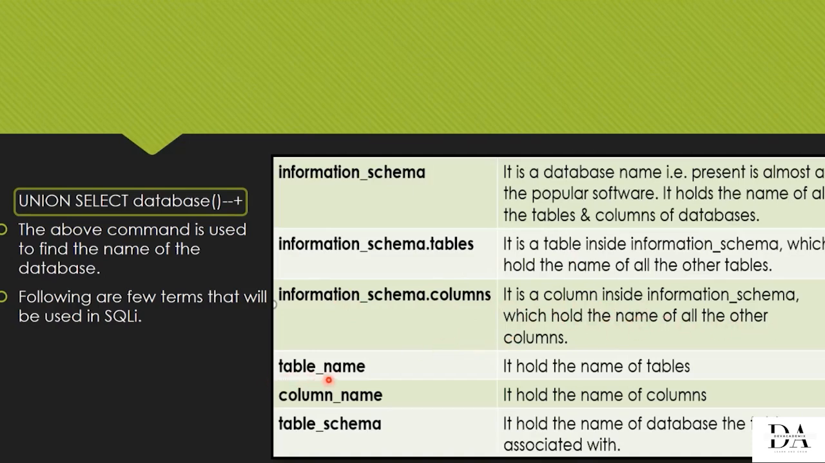Then we have table underscore name, which holds the name of tables, and column underscore name holds the name of columns. And there is one more, that is table underscore schema. It holds the name of the database the tables are associated with. Now in a testing environment, let's check what's the name of the database. For that, let's go to our testing environment.